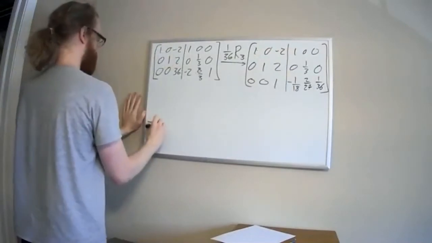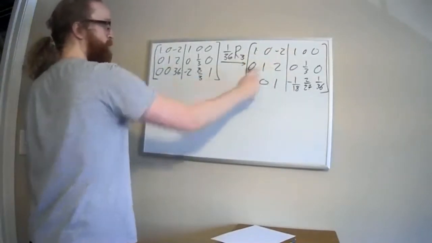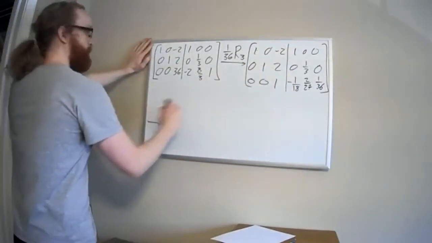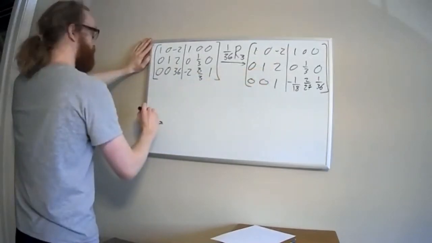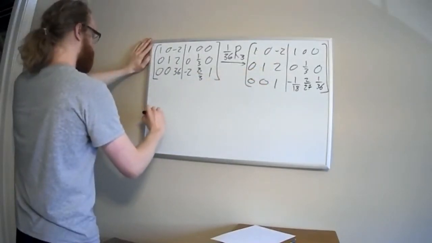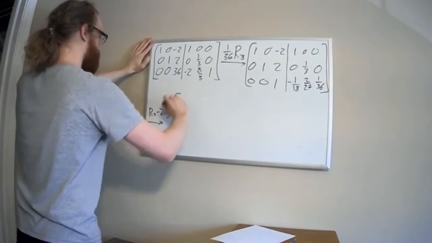Okay. So now I just need to get zeros here where the 2 and -2 are. So -2 will cancel out the second row: row 2 minus 2 row 3.